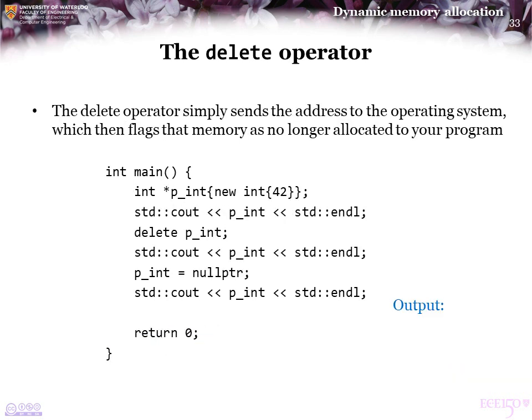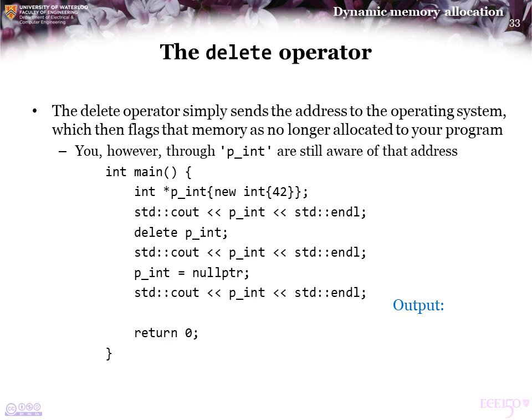It's important to remember that the delete operator simply sends the address to the operating system. I'm reiterating this so that you hopefully understand. And remember this, it doesn't do anything magical. It literally does nothing other than send that address to the operating system. It's the operating system then which flags that memory as no longer being allocated to your program. The problem is, through that variable, however, you still have access to that address. This could potentially be a problem.